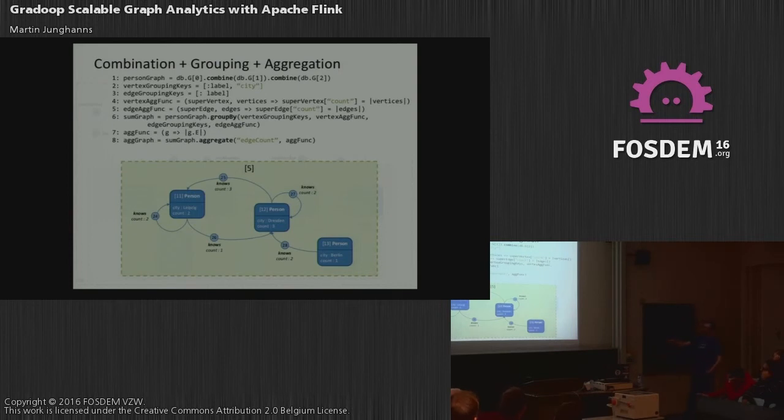Using an aggregate function, which is in our case just a function which takes the graph as input and returns the number of edges in that graph, and stores the result of that function as a new property edge count on the resulting graph. Which means after that call, the graph would look like this. Okay, this can of course be used for filtering a set of logical graphs, a collection of logical graphs.